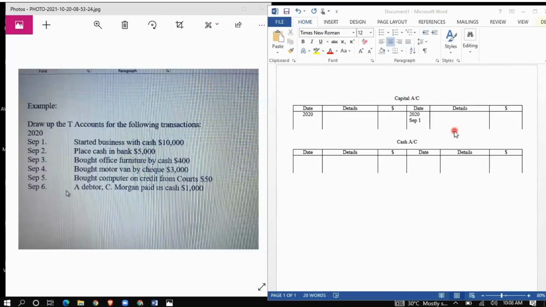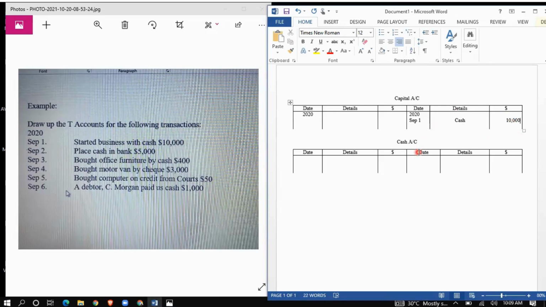So, what's the name of the other account that's affected in the first transaction? Cash. Debit is the side of the account. What's the name of the other account in the transaction? Cash. In the details column, we're going to put cash. How much money? $10,000. So remember, it's double entry. Every debit entry has a corresponding credit entry and vice versa.